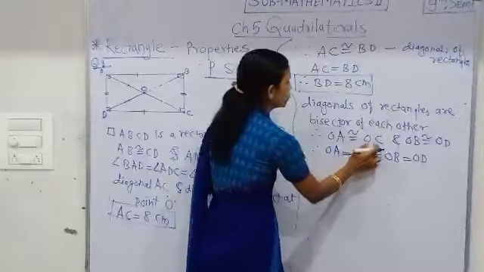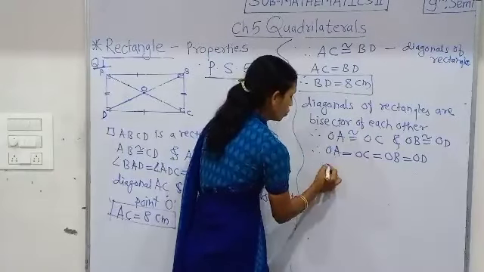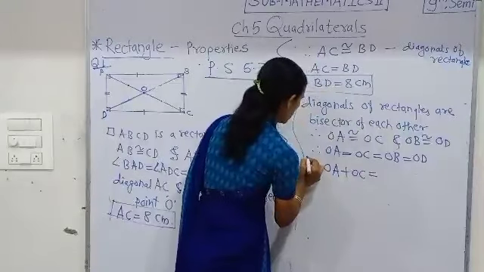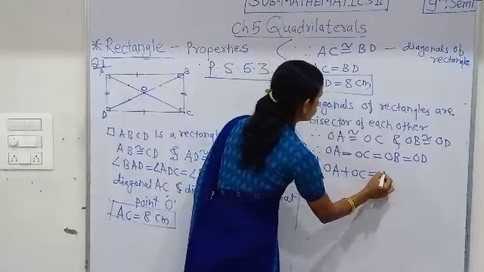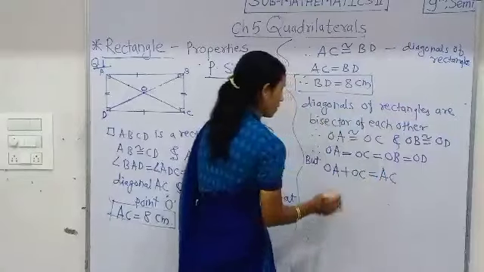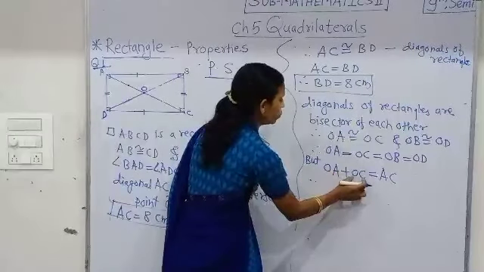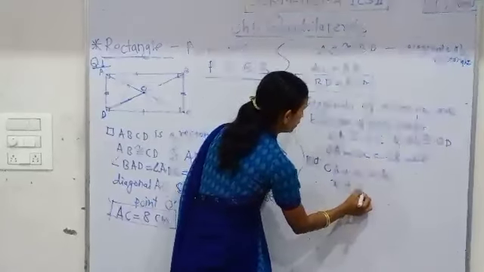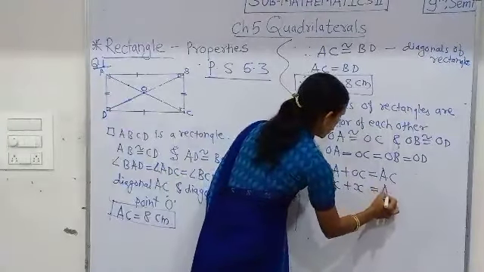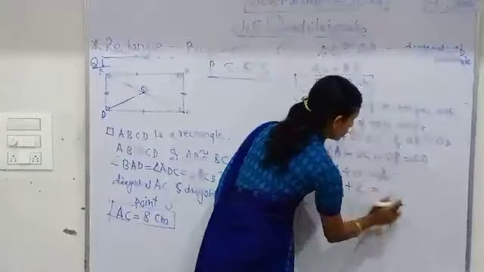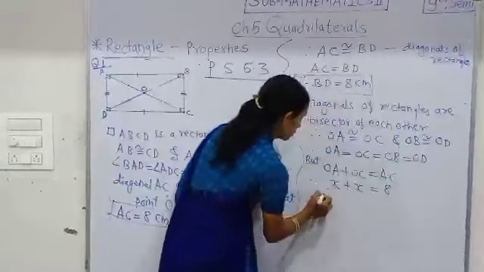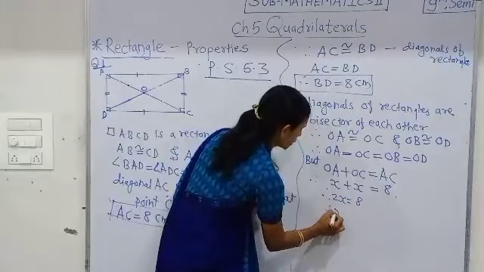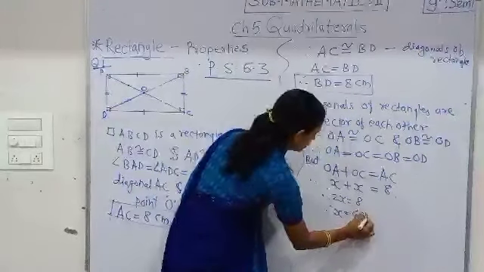And see here, BD is a bisector of AC, therefore OA is congruent to OC. But OA plus OC is equal to AC, and OA and OC are congruent, which we consider as x centimeter. Therefore AC is 8 centimeter, which is given, so 2x is equal to 8 centimeter, therefore x is equal to 4 centimeter.